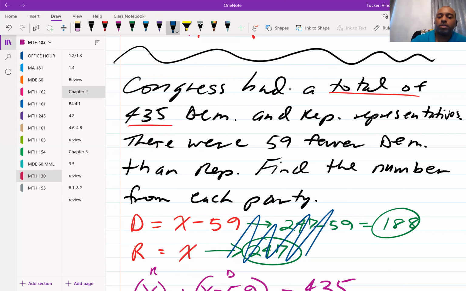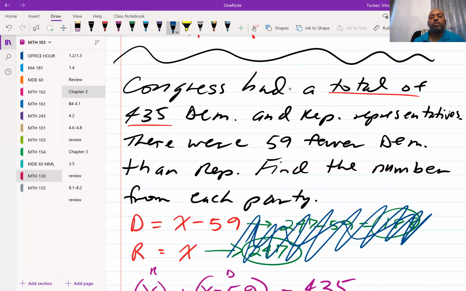All right, so the green is the end part. So I'm gonna scratch that out for right now.